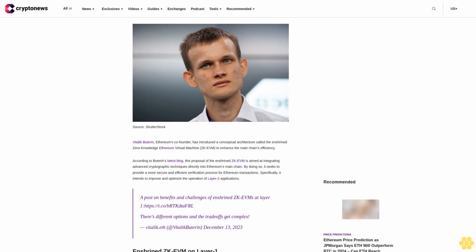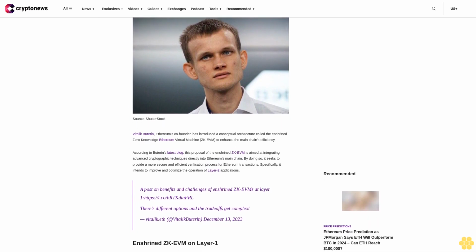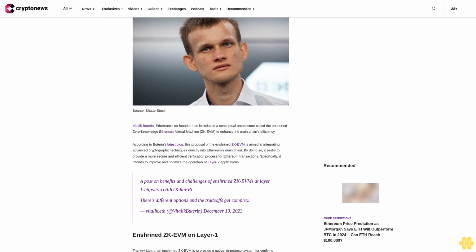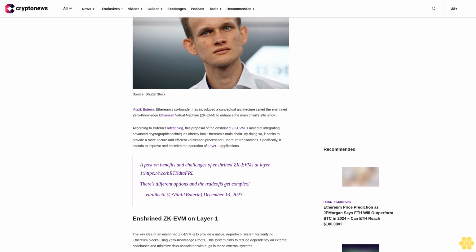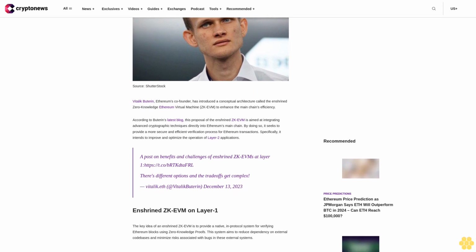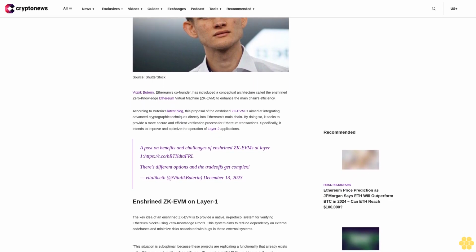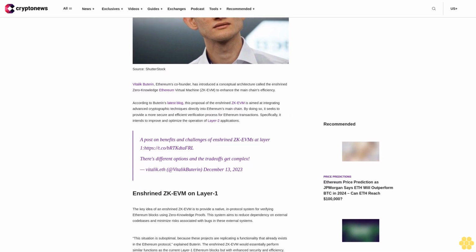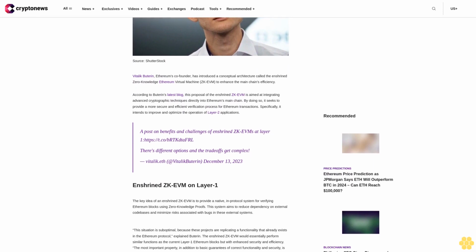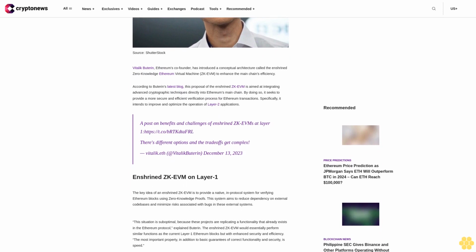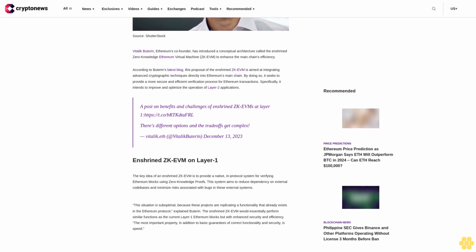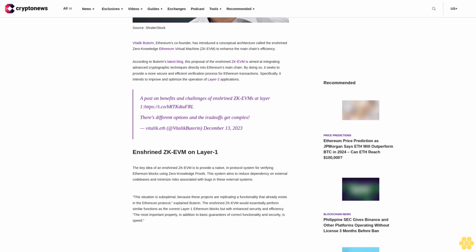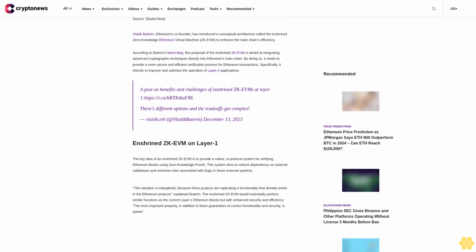Vitalik Buterin, Ethereum's co-founder, has introduced a conceptual architecture called the Enshrined Zero-Knowledge Ethereum Virtual Machine, ZKVM, to enhance the main chain's efficiency. According to Buterin's latest blog, this proposal of the Enshrined ZKVM is aimed at integrating advanced cryptographic techniques directly into Ethereum's main chain. By doing so, it seeks to provide a more secure and efficient verification process for Ethereum transactions. Specifically, it intends to improve and optimize the operation of Layer 2 applications.